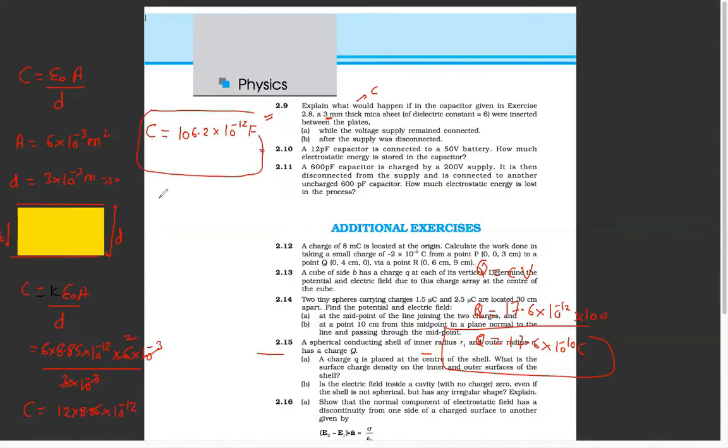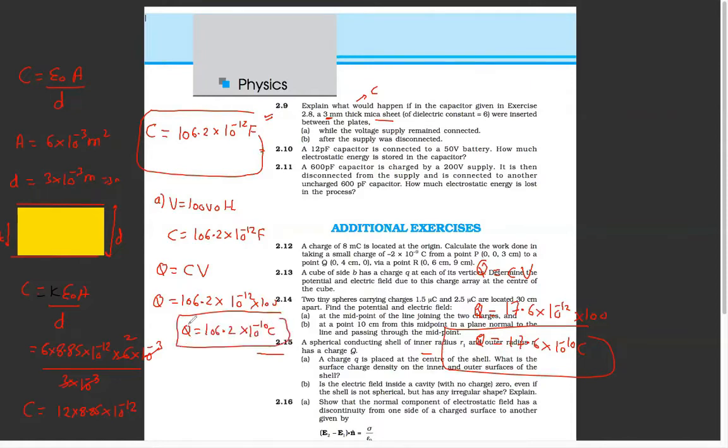Is it clear? Now let's come to part A. He's asking what would happen if a mica sheet were inserted between the plates of the capacitor. Part A says while the voltage supply remains connected. That means the voltage across the plates is 100 volt. The capacity is 106.2 into 10 raised to the power minus 12 farad. Q is equal to CV, so the charge will be 106.2 into 10 raised to the power minus 10 coulomb. So this is the capacity, voltage and charge when the battery remains connected.